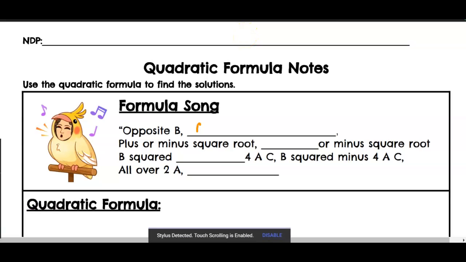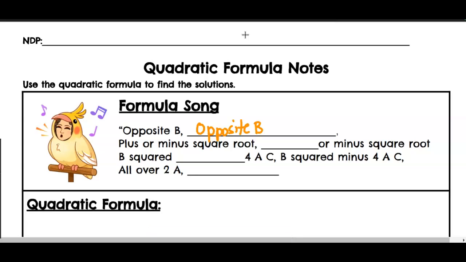Opposite b, plus or minus square root, b squared minus 4ac, all over 2a. Again, opposite b, plus or minus square root, b squared minus 4ac, all over 2a.